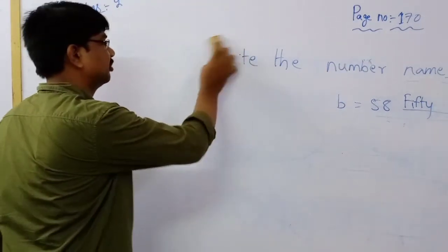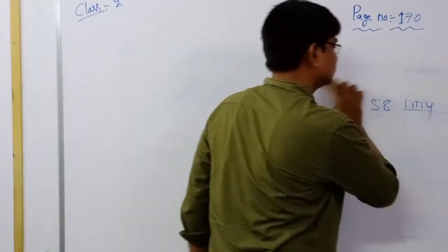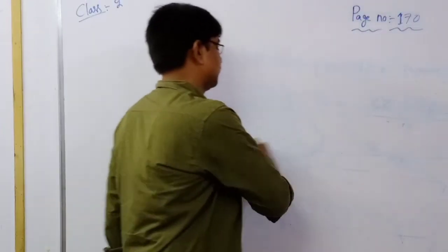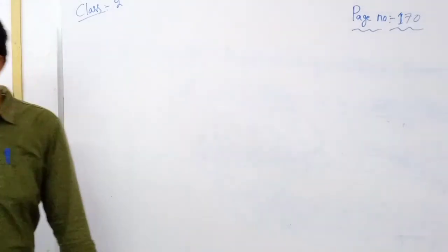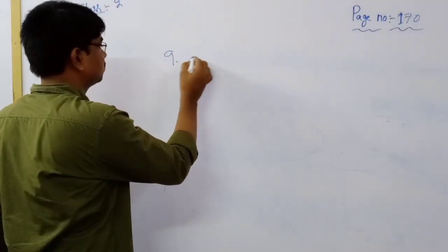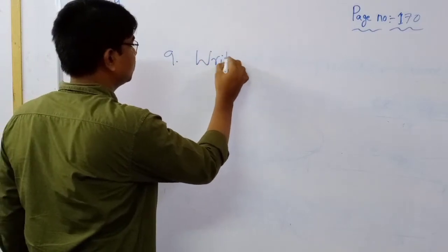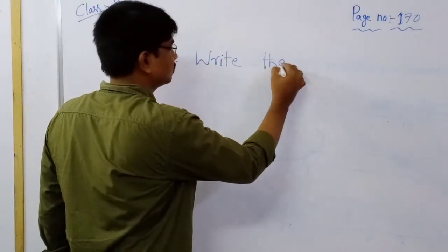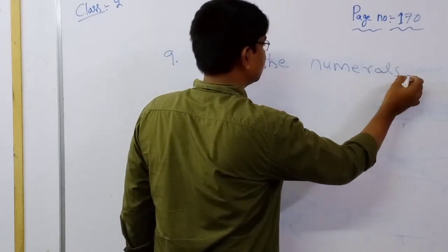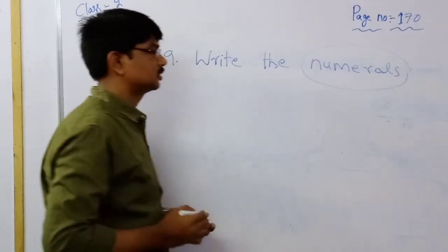Writing number names. Finish. Next, one more topic is there. 9th question. Write the numerals. What is the question? Write the numerals. This is the topic.